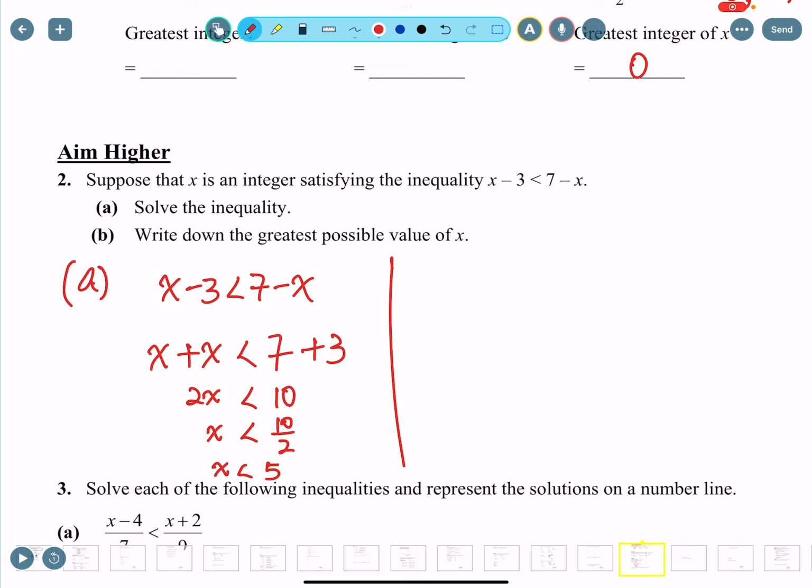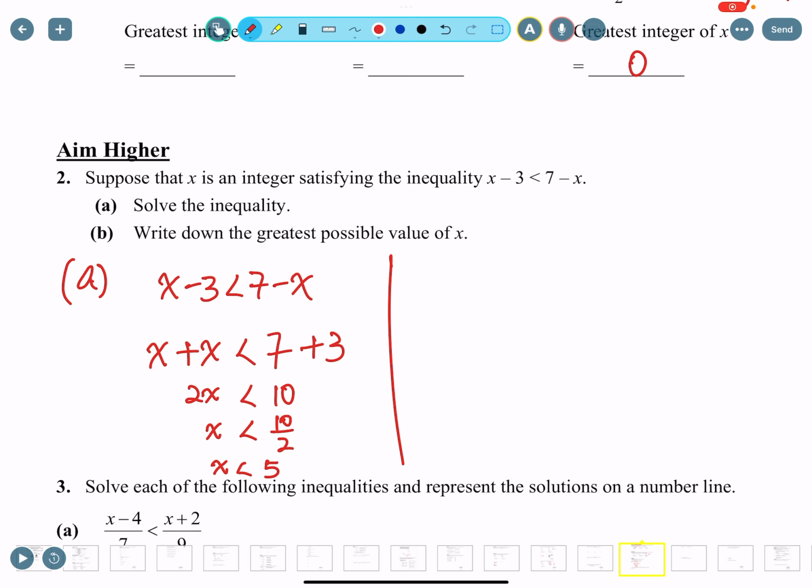Question B is based on what you did for A. So your answer is x smaller than 5. They're asking you, what's the greatest possible value of x based on this? So if you list down the numbers, we have 4, 3, 2, 1, 0. 5 is not included. There's no equal sign on this inequality. Therefore, your answer should be 4. You can write greatest value.